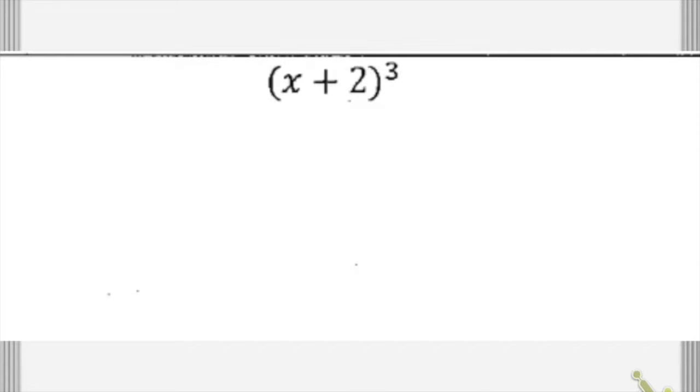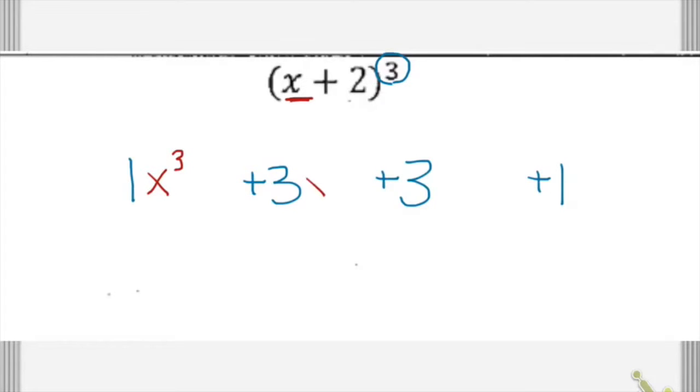We have a binomial to the third power, so we can use that third row of the triangle where we have the numbers 1, 3, 3, and 1. And we have addition, so we don't have to worry about alternating, we just make everything addition. And our first term is x, so we want that descending, so we start with x to the third, x squared, x to the first, and x to 0, and that works out.